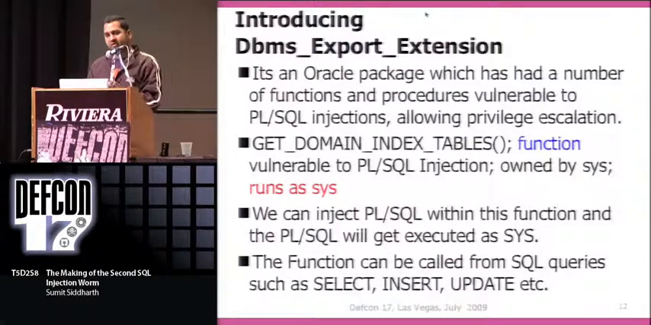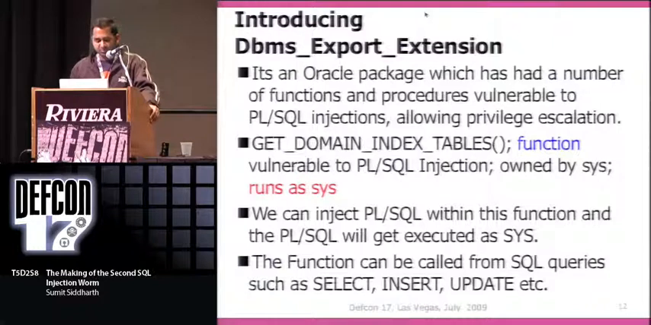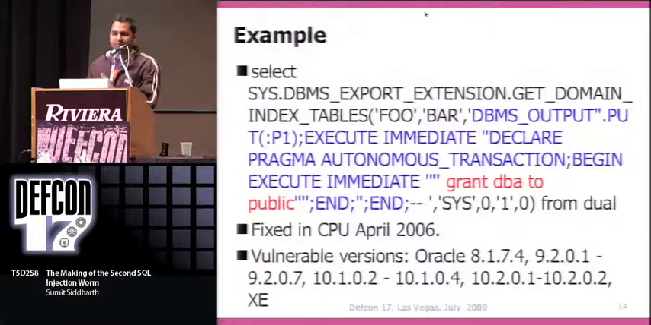So this function has the AUTHID of DEFINER. It is defined by SYS, and it's vulnerable to PL SQL injection. So what it means is that you can now execute PL SQL as the SYS user. You don't really have to do anything more here. So just call this function in your SQL every time you find injection in a select or insert or update query. Call this function, pass the argument to this function, whatever PL SQL you want to get executed, and that will execute with SYS privileges. So this is a sample exploit.